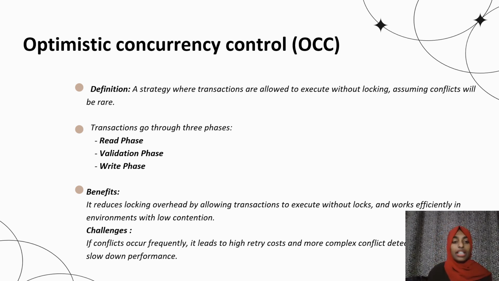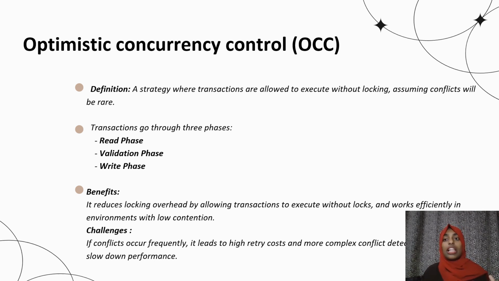Till then, the benefits and challenges of optimistic concurrency control: it reduces locking overhead by allowing transactions to execute without locks and works efficiently in environments with low contention. It also has challenges, if conflicts occur frequently. As I have mentioned, assuming conflicts will be rare, we use this strategy where transactions are allowed to execute without locking.